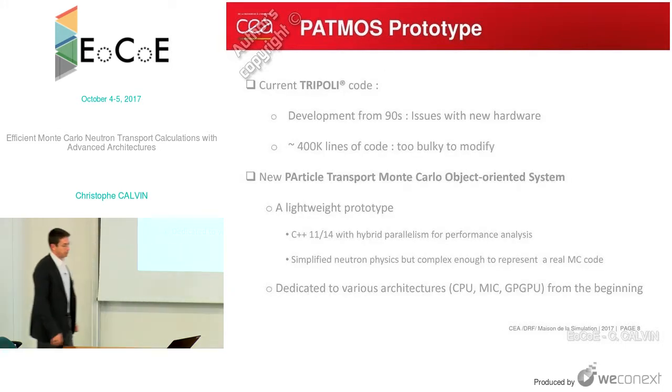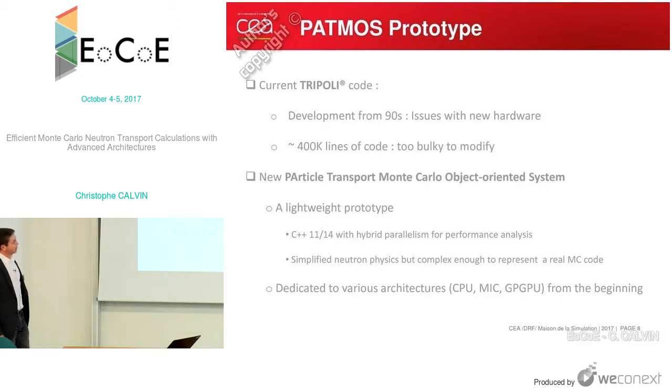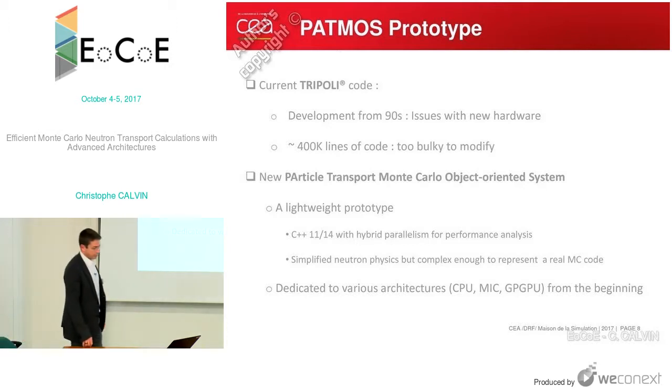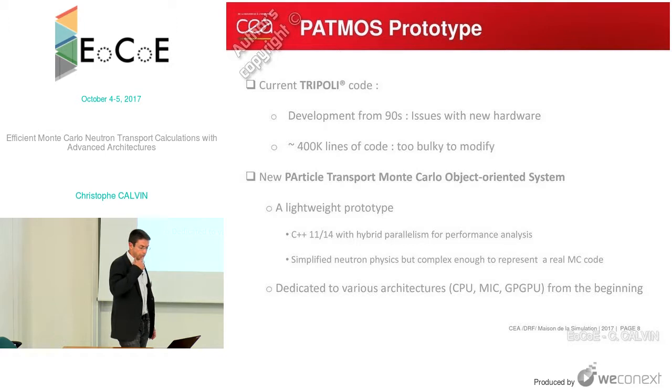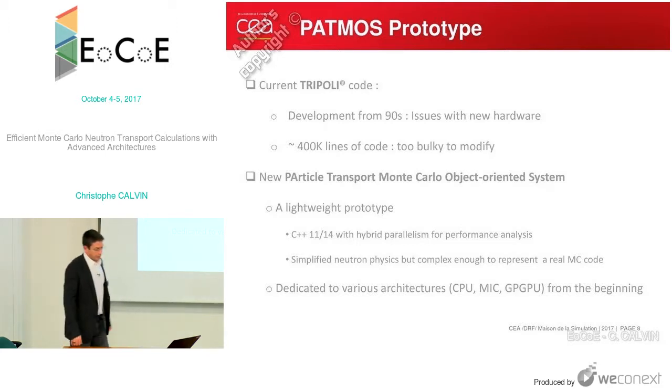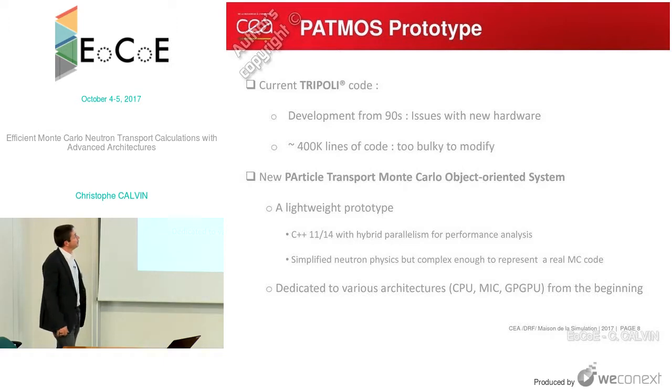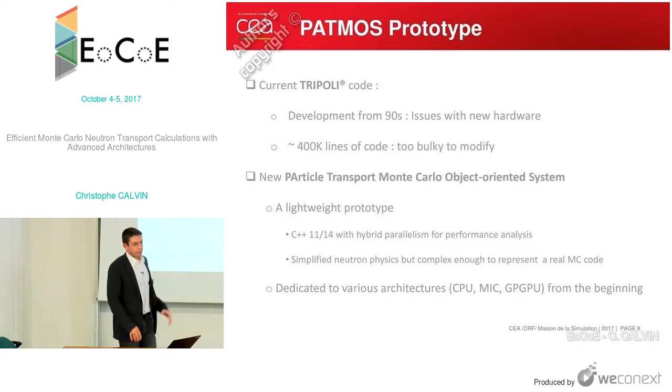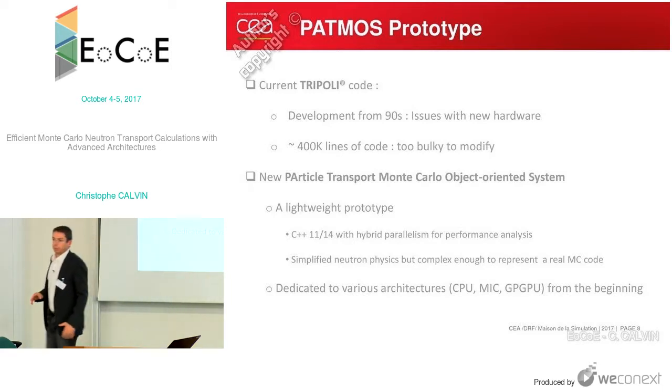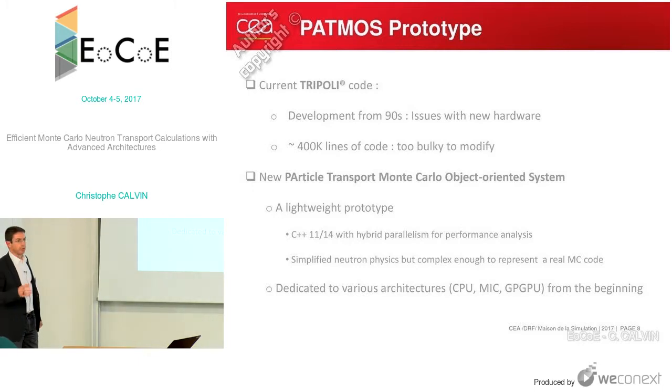Some words about the PATMOS prototype. Initially, the reference code we developed at CEA is the TRIPOLI code. This is a development from the 90s, and we now have some issues with new hardware. All the code is in C++, and it is a parallel version using MPI, but only one level of parallelism, flat MPI parallelism. And the number of lines is quite large, so it's quite difficult to experiment on this code if we want to modify the software architecture and so on.